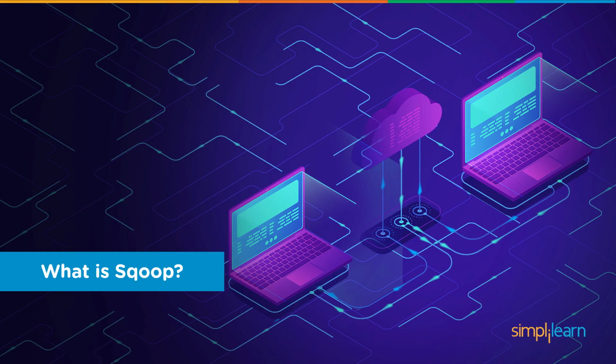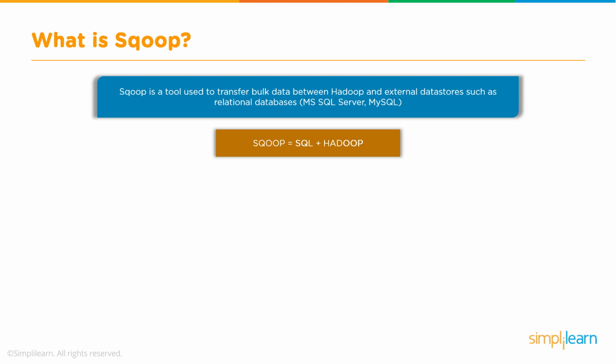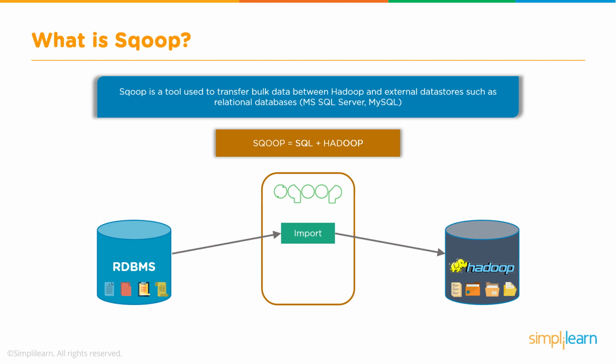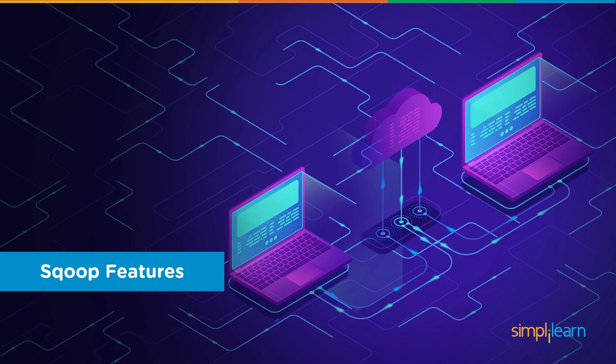So what exactly is Sqoop? Sqoop is a tool used to transfer bulk data between Hadoop and external data stores, such as relational databases, MySQL Server, or the Microsoft SQL Server. So Sqoop equals SQL plus Hadoop. And you can see here where we have our RDBMS, all the data we have stored on there, and then your Sqoop is the middle ground, and it brings the import into the Hadoop file system. It also is one of the features that goes out and grabs the data from Hadoop and exports it back out into an RDBMS.